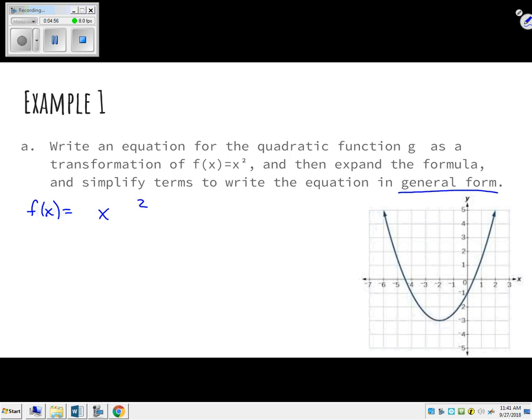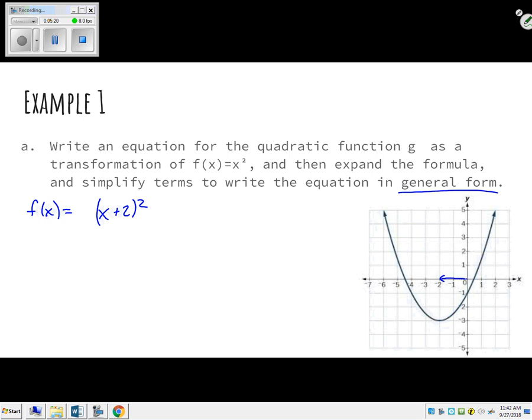So I'm wanting to use my transformations to get to my general form. That's exactly what we did in the last unit. So this parabola is not sitting right here at the origin where it normally is. It's been moved to the left 2 units. Remember, everything left and right goes on the inside. It's opposite. So you would think put -2 in parentheses, but in fact I need a +2 in parentheses.